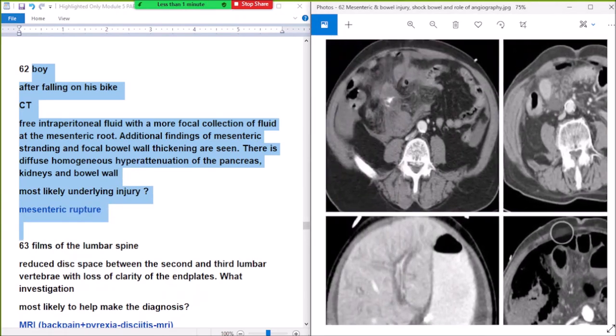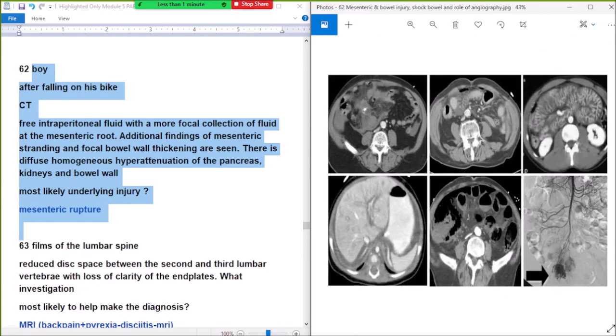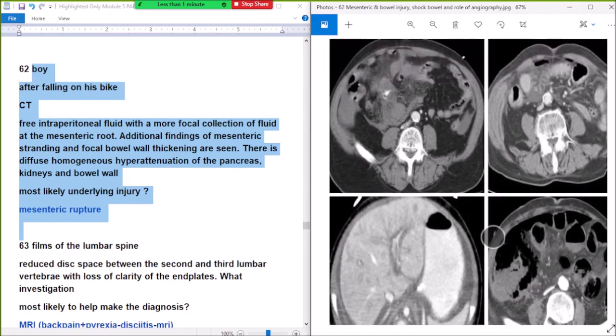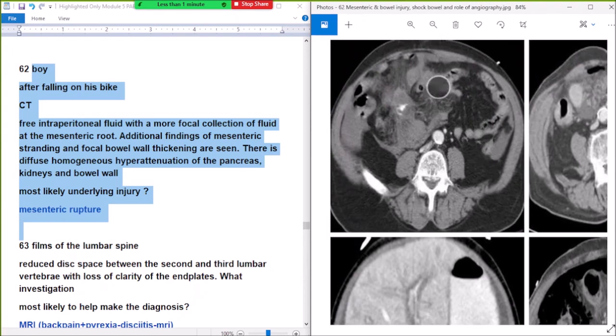This is mesenteric injury. So, a CT scan shows free intraperitoneal fluid with a more focal collection of fluid at the mesenteric root, and mesenteric stranding and focal bowel wall thickening are noted. There's diffuse homogeneous hypoenhancement of the pancreas. You can see over here the pancreas, kidneys, and bowel wall, most likely diagnosis mesenteric rupture. This is bowel injury. Okay, so free intraperitoneal fluid with more focal collection of fluid at the mesenteric root, and mesenteric and bowel wall stranding and focal bowel wall thickening, diagnosis mesenteric rupture.